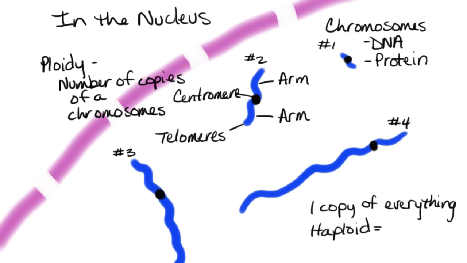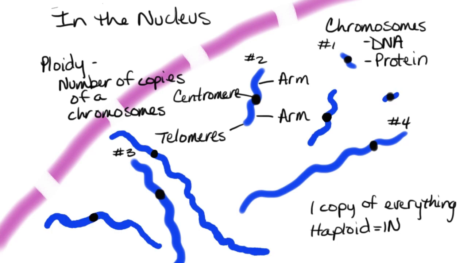Haploid is designated with the letter N, or really we're looking at 1N, because N is going to be the number of unique chromosomes that we happen to have. If we look at this nucleus now, what I've tried to represent is that now we have 2 copies of each of these particular chromosomes. So there are 2 small chromosomes, or 2 chromosome number 1s. There are 2 chromosome number 2s, 2 of chromosome number 3, and then also 2 of chromosome number 4.